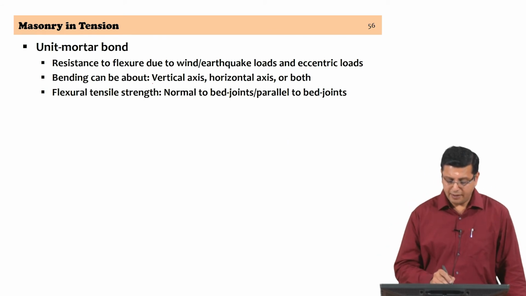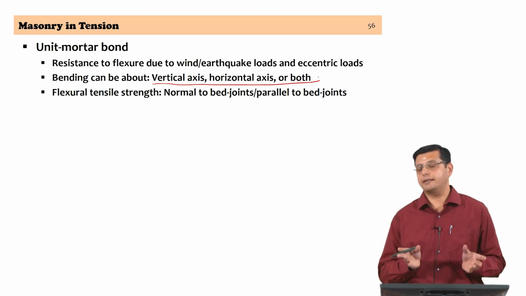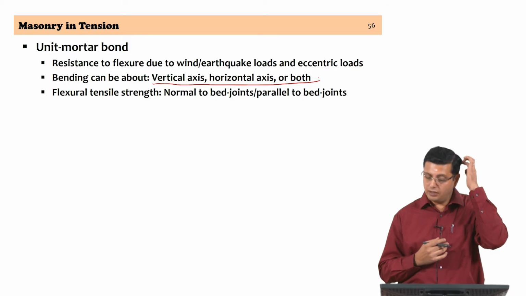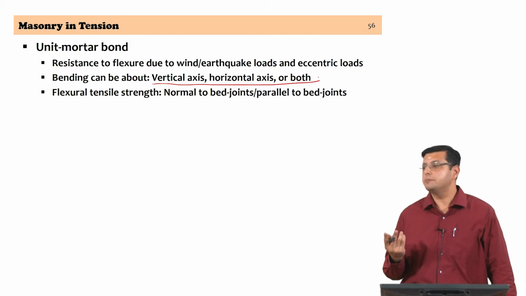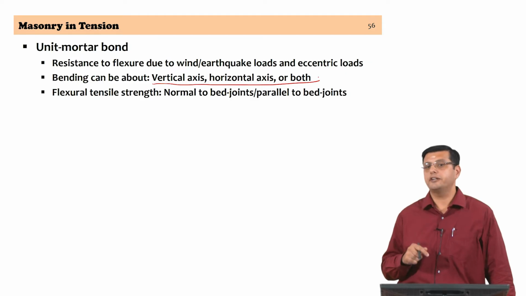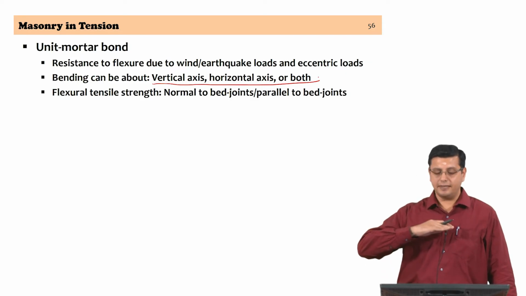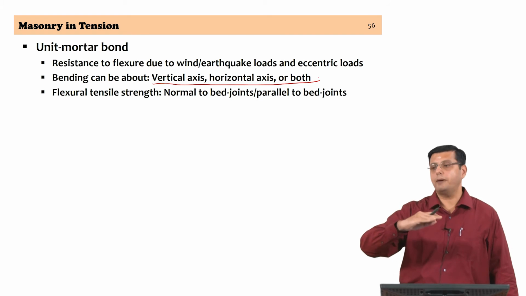So, when you start examining the bending behavior about a vertical axis, about a horizontal axis, or a combination of both vertical and horizontal, which is referred to as diagonal bending, two parameters become important. It is the flexural tensile strength normal to the bed joint and the flexural tensile strength parallel to the bed joint, right. So, the flexural tensile strength when tension is normal to the bed joint, and when tension is parallel to the bed joint.